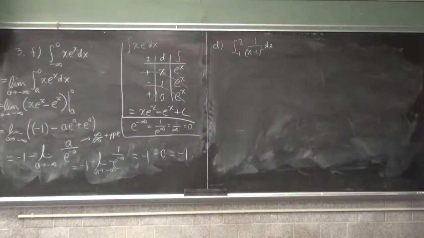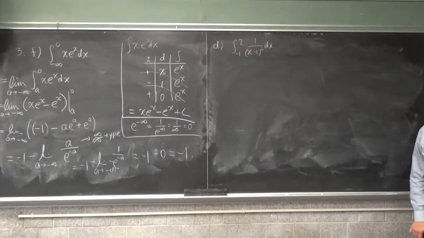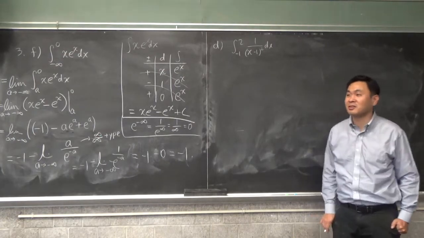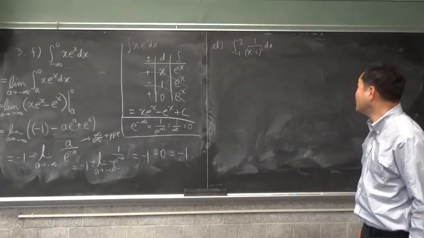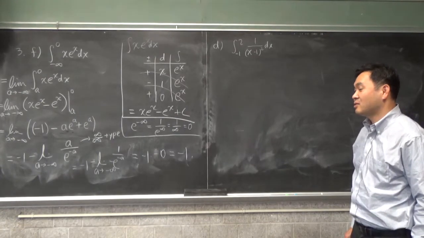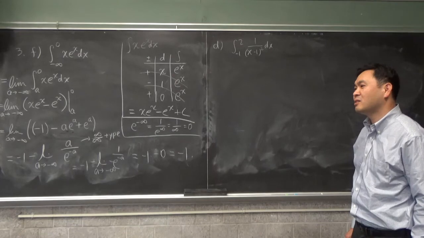Okay, let's look at the second question. This second question doesn't look like an improper integral, but it is. Why? Because it's going from -1 to 2, so you have to break it up from -1 to 1, and then add on 1 to 2. Why do you do that? It's a parabola. Because you can't have it go through 0.